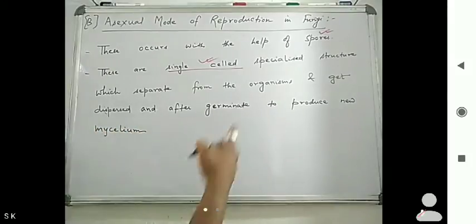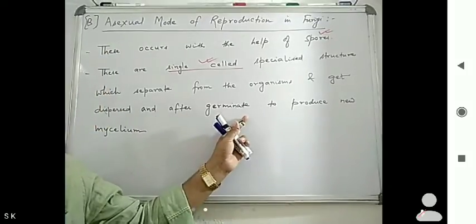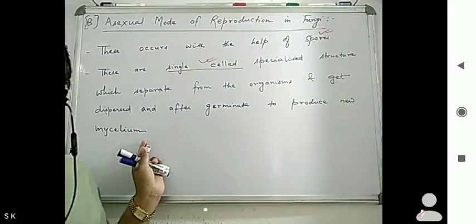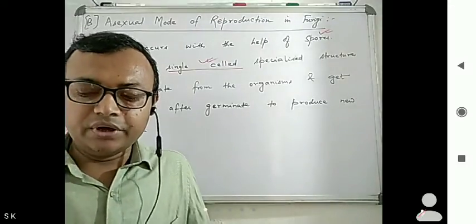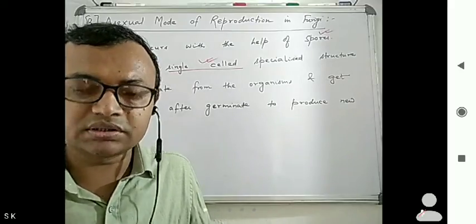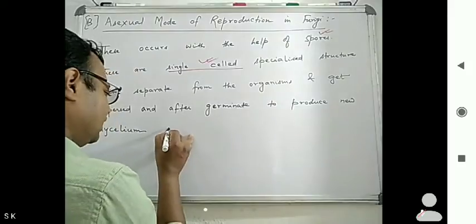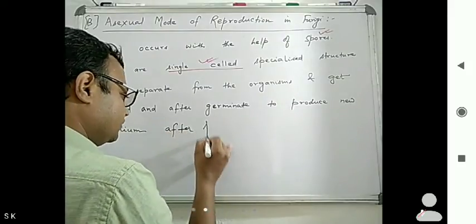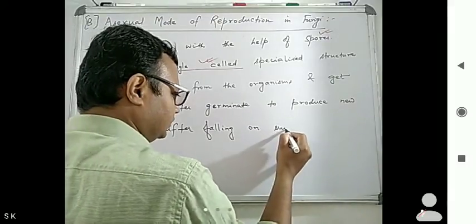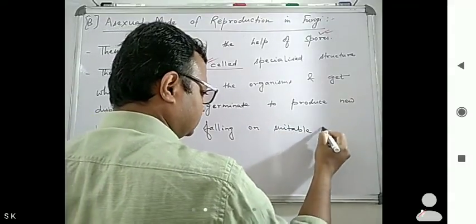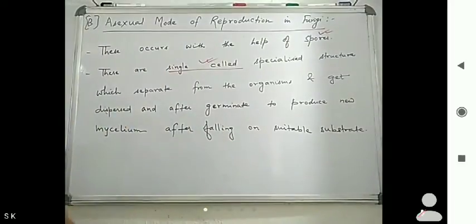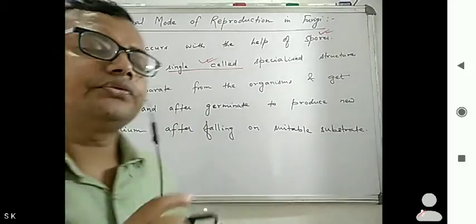After germination they produce new mycelium, when they fall on a suitable surface or substrate. So these occur with the help of spores.